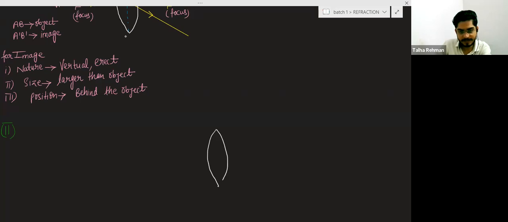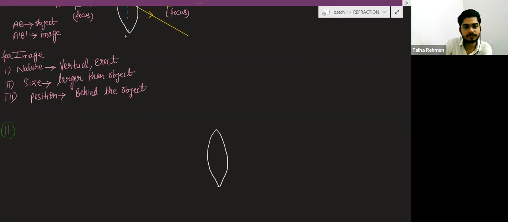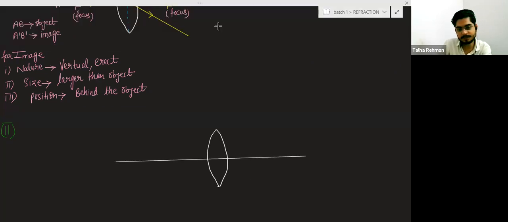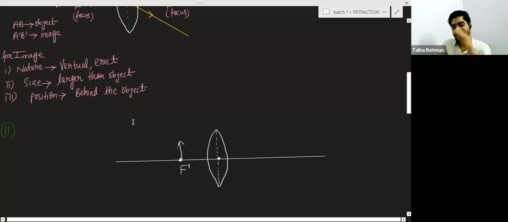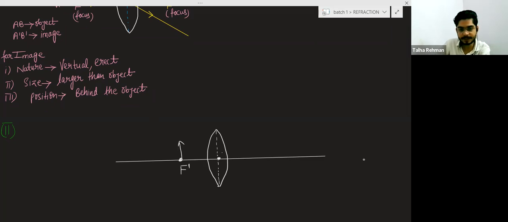This is the convex lens I have, and we all know what is the principal axis and the optical center. So this is the lens we have, and this is the focus. Suppose F dash. F dash is the second focus, and now I am placing the object at this focus. Suppose this is the object I have placed in front of the convex lens. This is the convex lens, this is the principal axis, and this is the optical center you have.